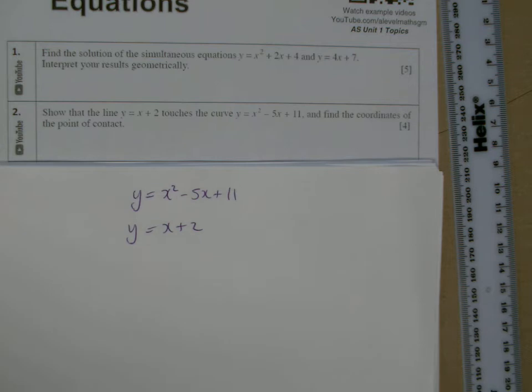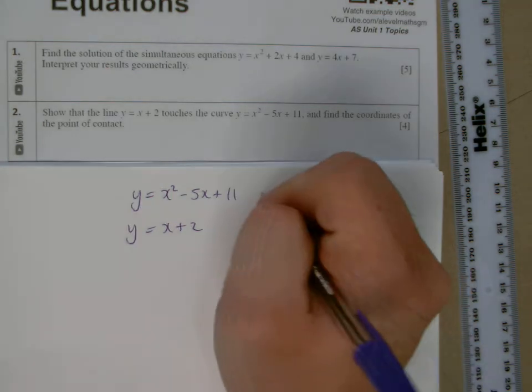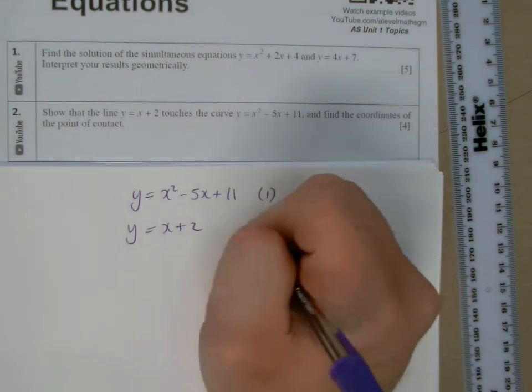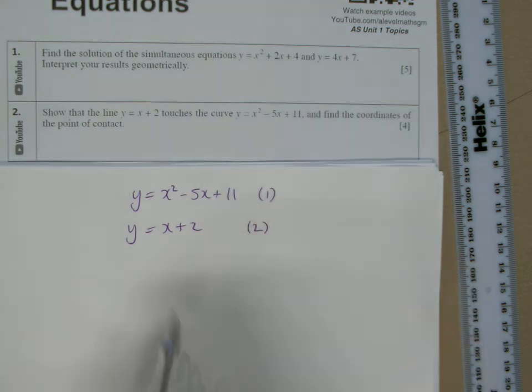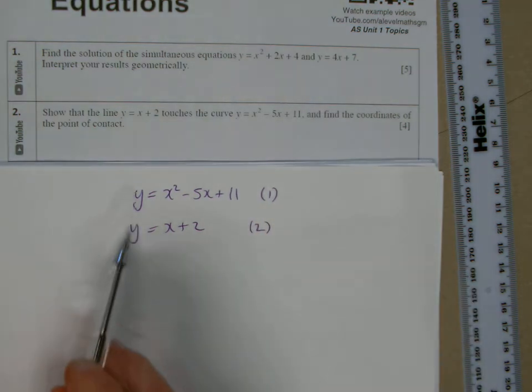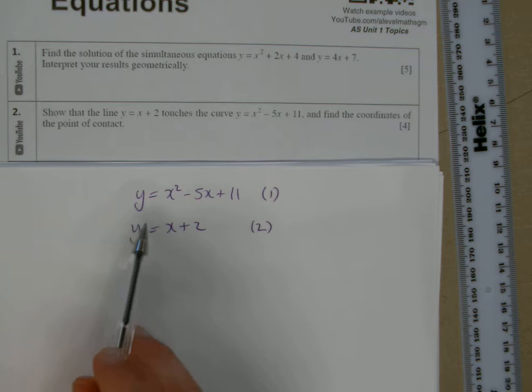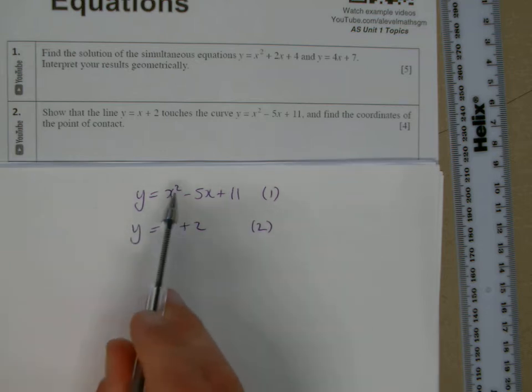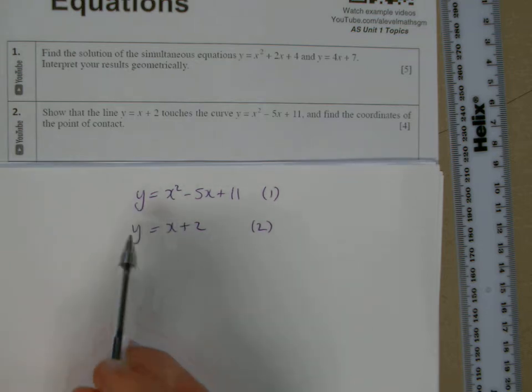Okay, so show that the line y equals x plus 2 touches the curve y equals x squared minus 5x plus 11. Now, of course, when they touch, they'll have the same x and y value, right? So we can solve these simultaneously to work out what that x and y value is. If they have the same y value, then we can put these equal to each other because the y values will be the same.